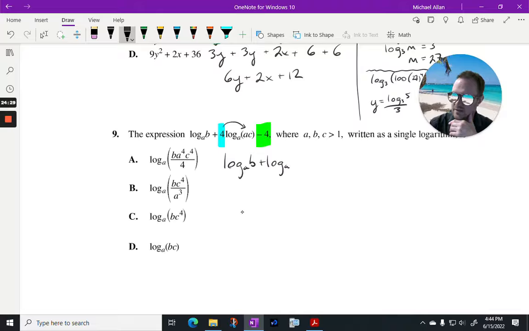So let's just get rid of that for now. Now when you raise it up there, you're raising the a and the c together to the power of 4, so you can write them separately: a to the power of 4, c to the power of 4.